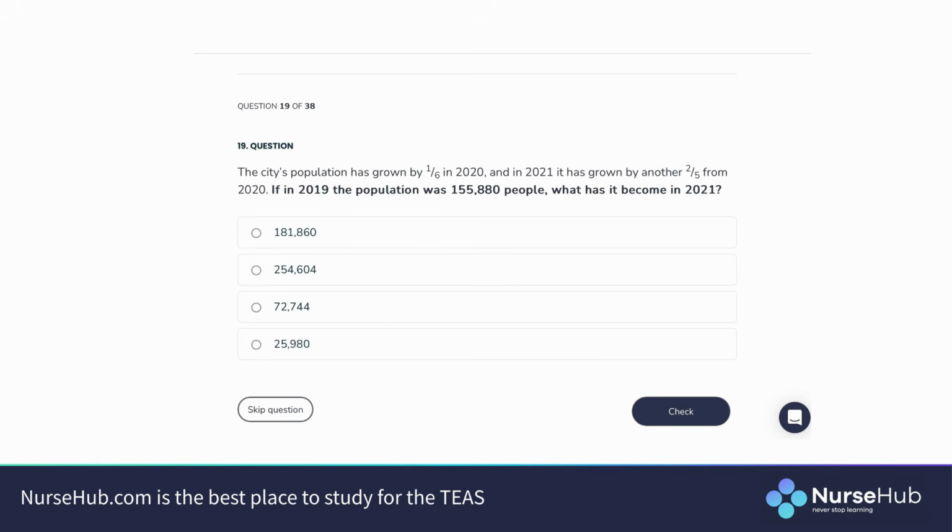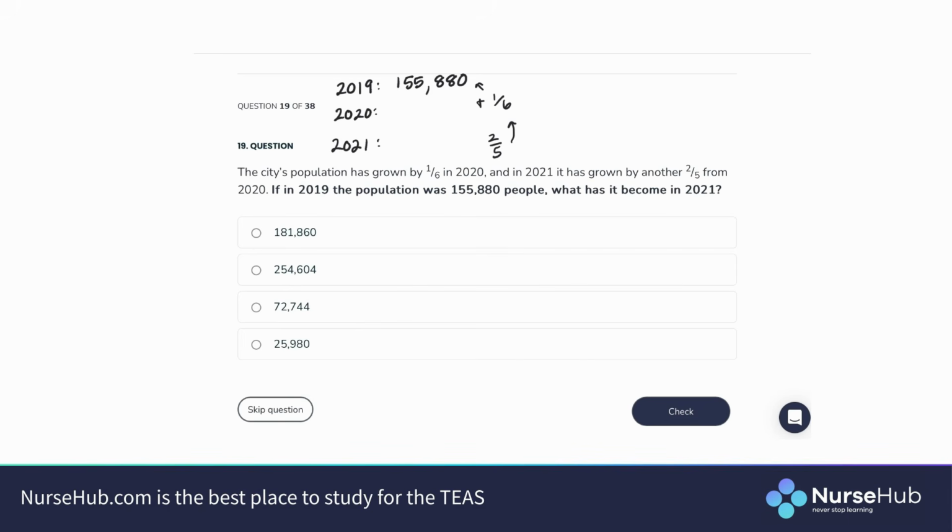All right, so now we'll go through it. If we look at 2019, so we know we're looking at 3 years, 2019, 2020, and 2021. In 2019, we know the population was 155,880 people. We know that in 2020, it grew by 1/6, so it's whatever this amount was plus 1/6 of 2019. And in 2021, it grew another 2/5 from what it was in 2020. So we have a few steps here. Let's just take one at a time.